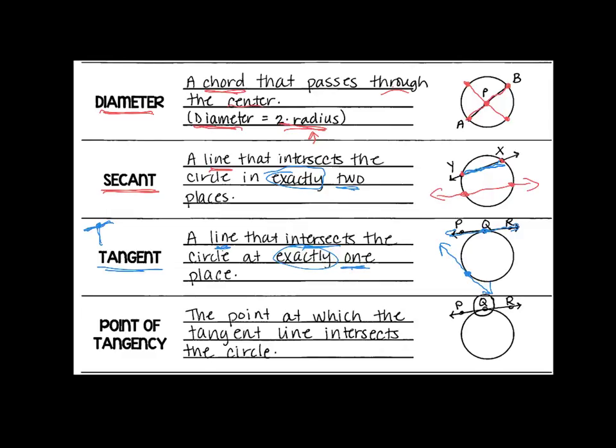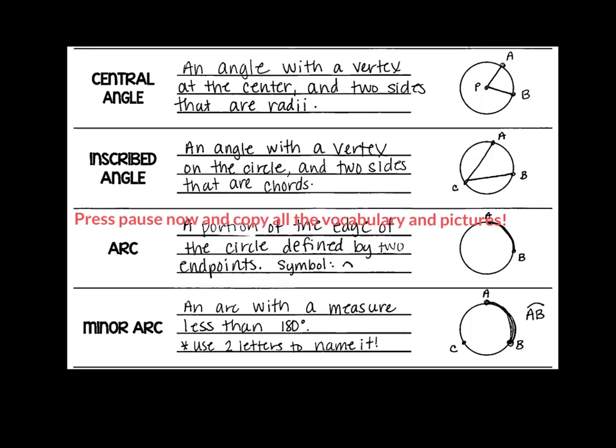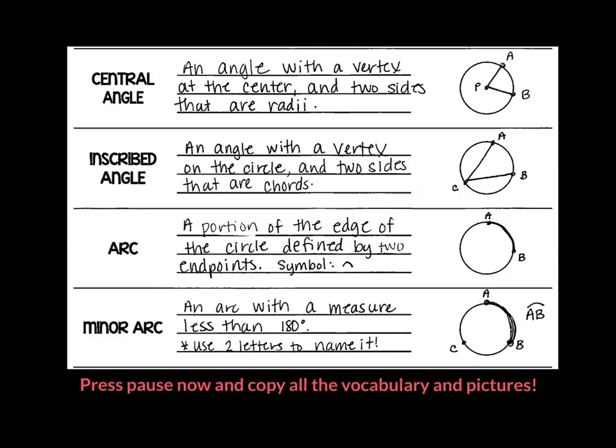Now, as we discuss this idea of being tangent, this point right here is what we refer to as the point of tangency. It's a point at which the tangent line intersects the circle. So to be tangent, you have to touch the circle at one point, and that point is called the point of tangency. Okay. Next set, and you know what's coming at you, right? Press pause. Now, copy all the vocabulary and pictures, and then we'll talk our way through it.